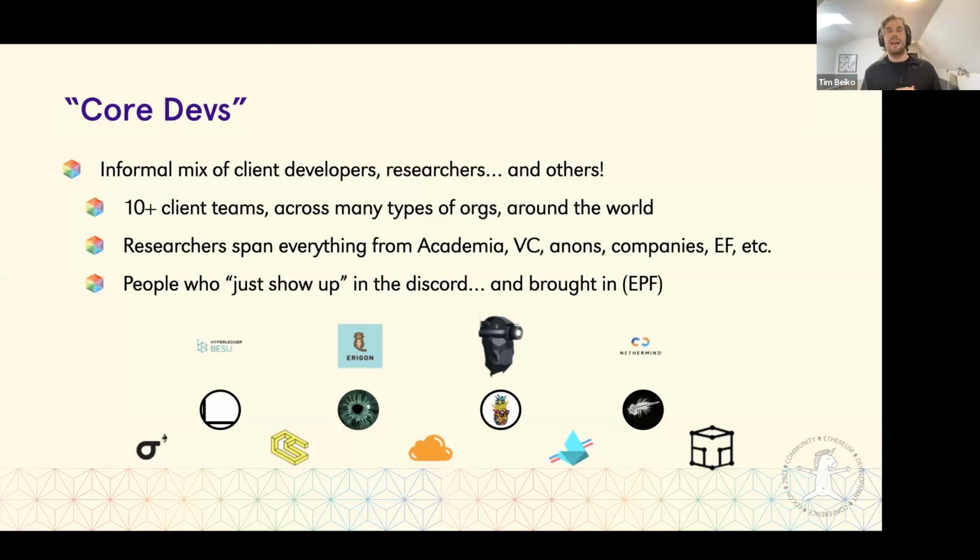Next up, we have this little eye avatar. This is Potuz, someone who showed up as an anon in the R&D Discord with a lot of strong opinions and trying to help improve the design of things. And now he's joined the Prysmatic team. So he was someone who, just through coming in and contributing for a while, ended up being one of the core devs.